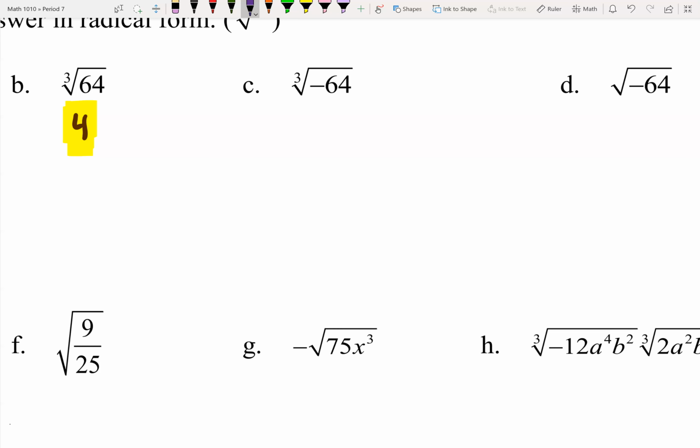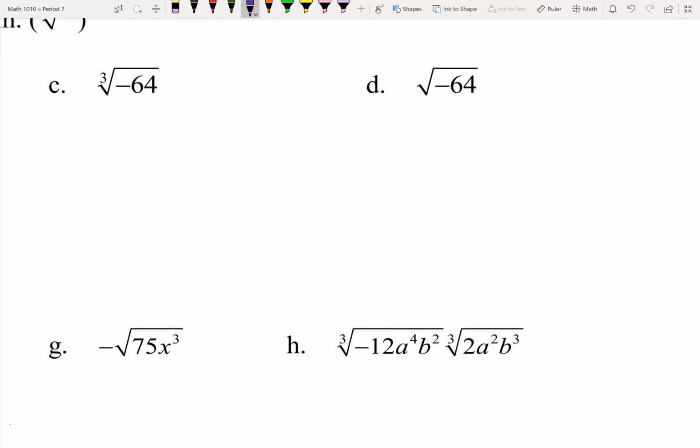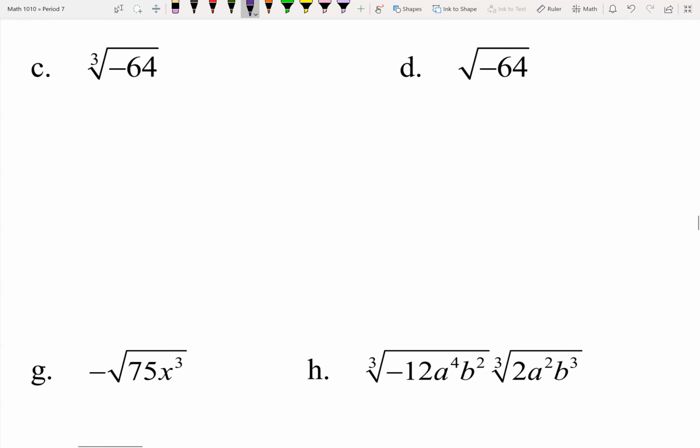Question C. This is kind of important, guys. Look, does question C have an i in the answer? It does not have an i. Why no i? Because it's what? Why does that not have an i? It's an odd root. When you have an i is when you have an even root.